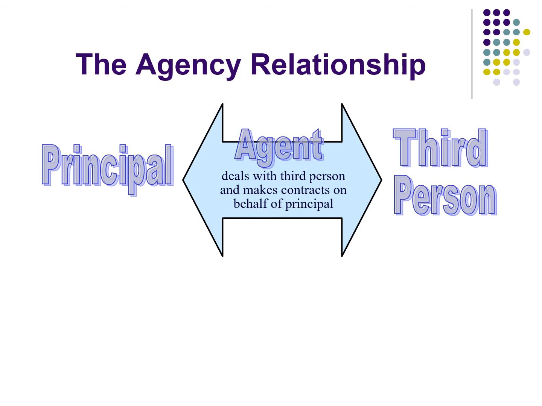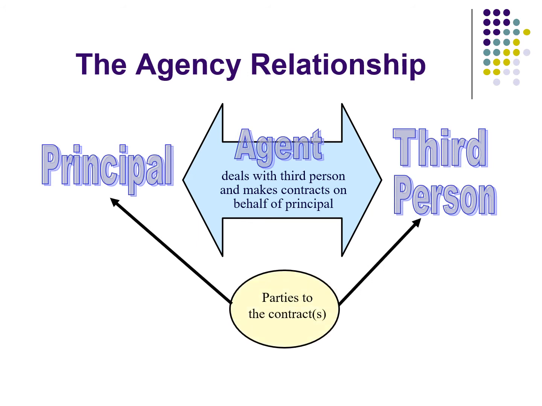You have a principal, that is the individual or business who is looking to enter into a contract with a third person. Then you have the agent. They're the intermediary. They are representing and working on behalf of the principal to get a contract in place between the principal and the third party.